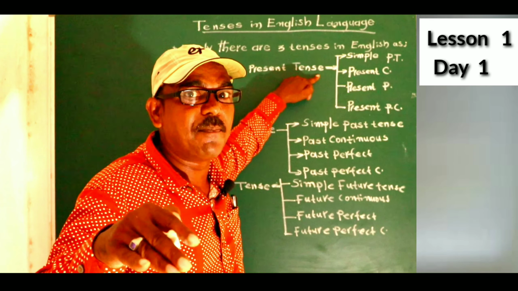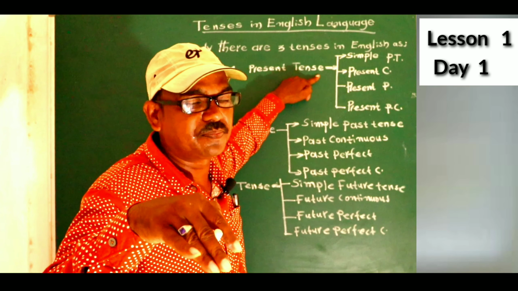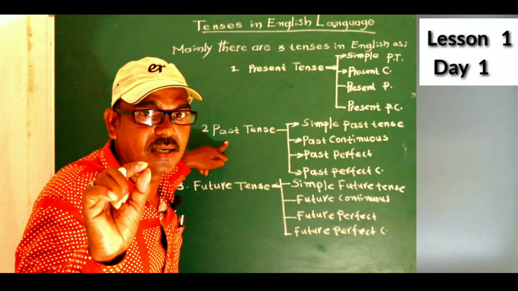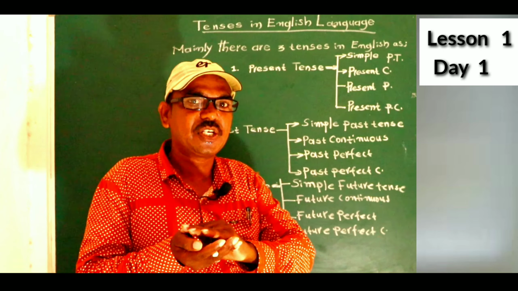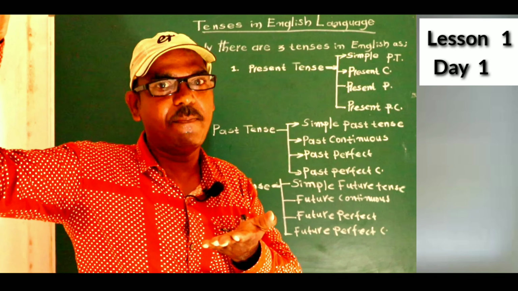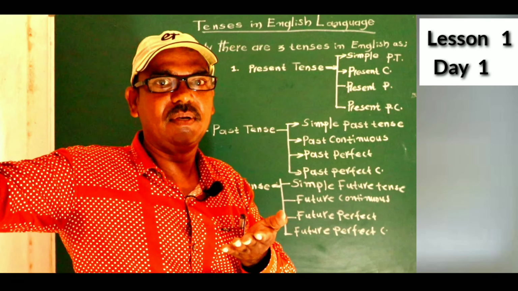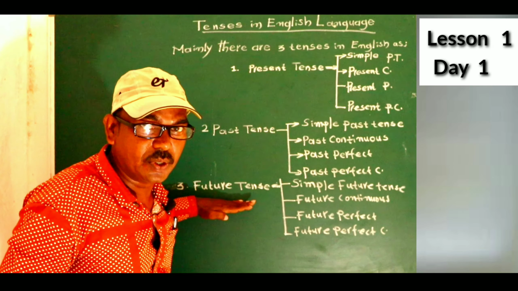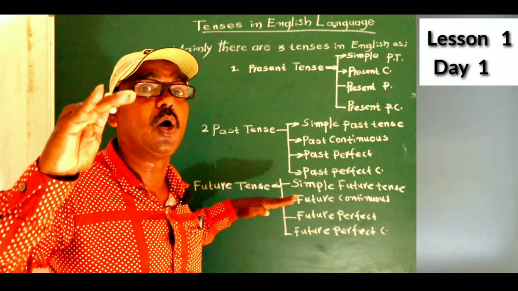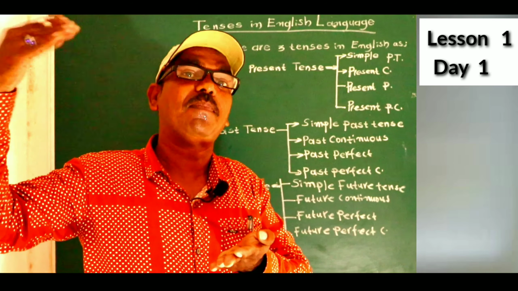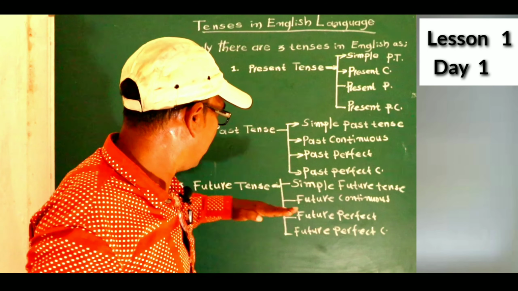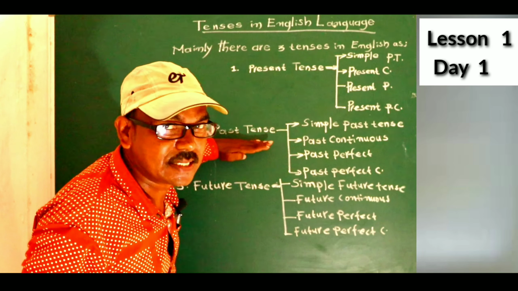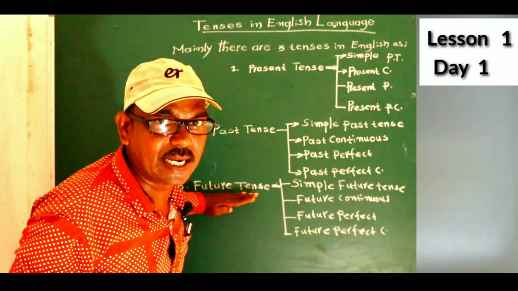The action which happens at the time of the speaking, that is called present tense. Next, the second one is the past tense. Past tense is the actions that had already happened. Example, yesterday. The actions which happened yesterday are known as the past tense. Next, future tense. Future tense means tomorrow. The actions which will take place after some time are known as the future tense. So present tense, past tense and future tense.